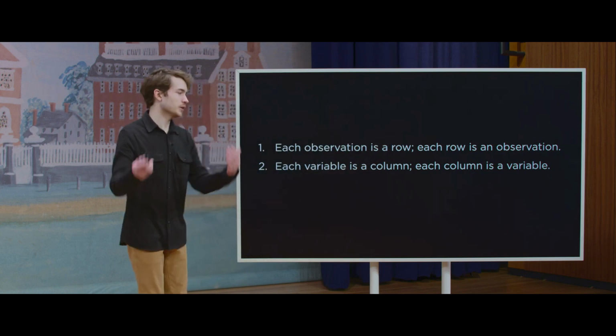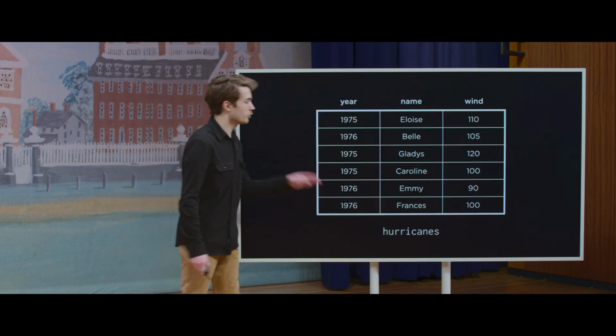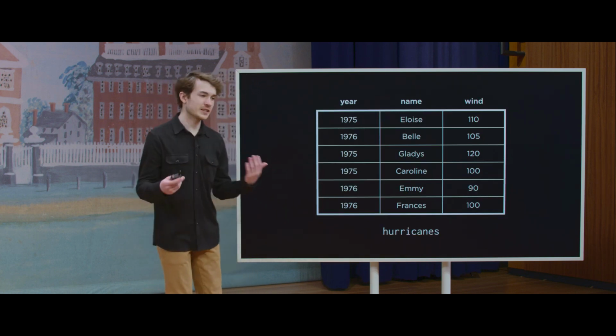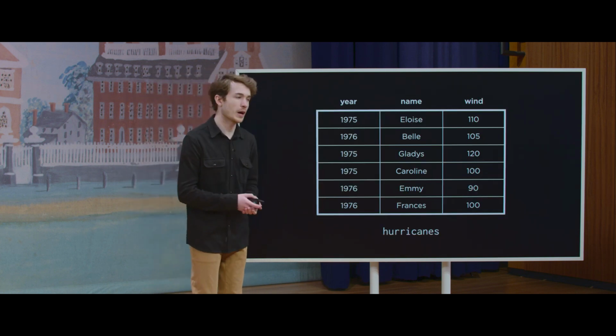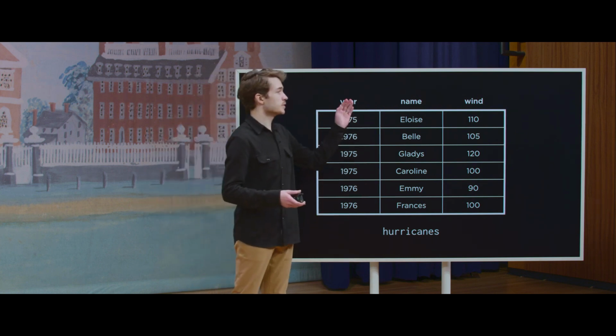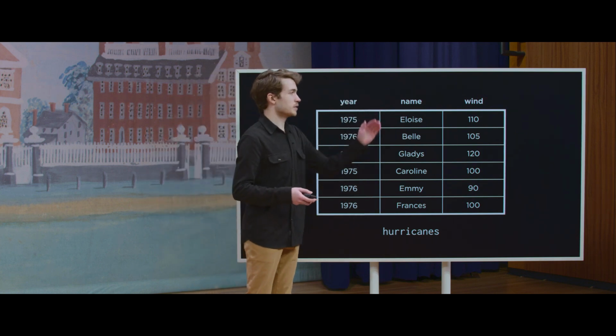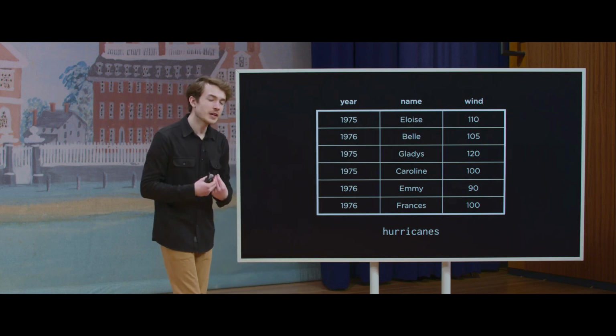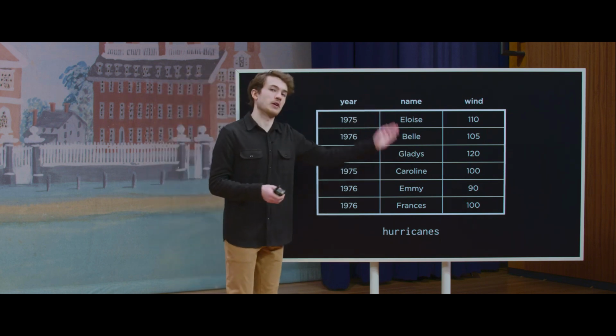Well, let's show an example again. So if we have this table of hurricanes, it stands to reason that these hurricanes could vary in some way. Maybe they happened in different years. Maybe they have different names. Maybe they have different wind speeds. Well, the way these hurricanes can vary, those should be the columns of our tables.